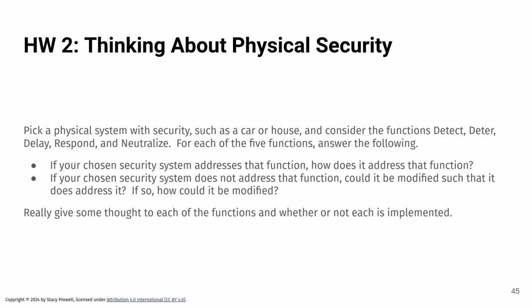Now, every system isn't going to implement every one of these 5 functions, but it probably will implement a few of them. So for your chosen system, and for each one of these, tell me how it addresses that function, right? How does it detect? How does it deter? How does it delay, etc.? If it doesn't address that function, just say it doesn't address it, but then think, could it? Is there a way that a system could be modified? Right? Maybe it doesn't have the ability to neutralize the adversary. What would that be? How would I modify it so that it could potentially neutralize the adversary?